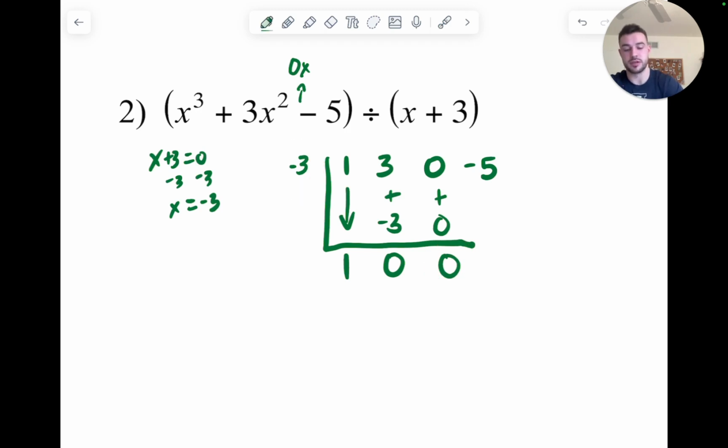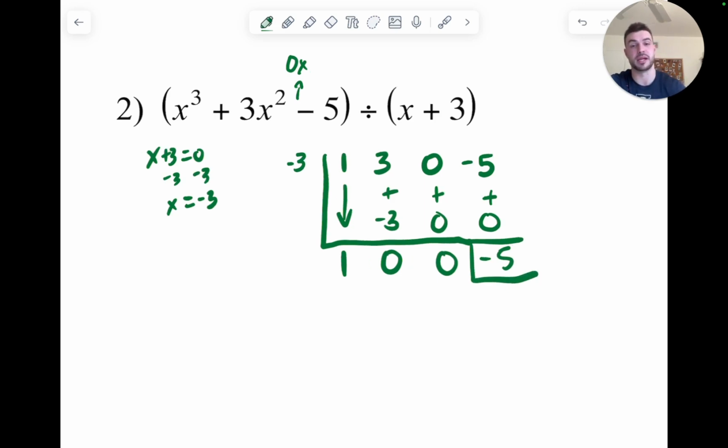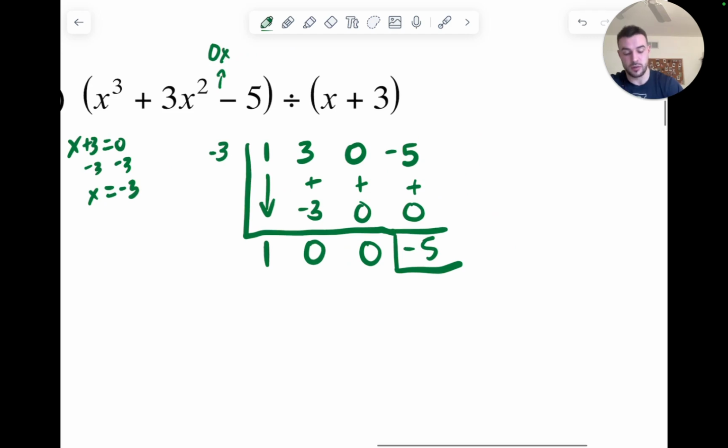-3 times 0 is 0. And then again, add going down to leave us with -5. As we talked about before, our last value, our rightmost value, is going to be our remainder. So we have -5 divided by x plus 3.